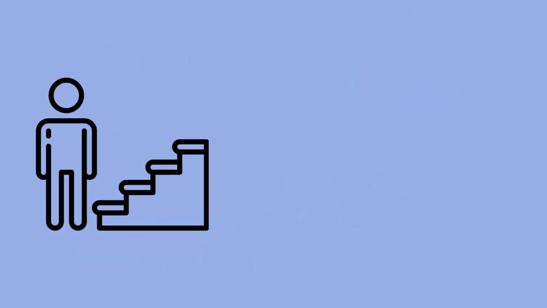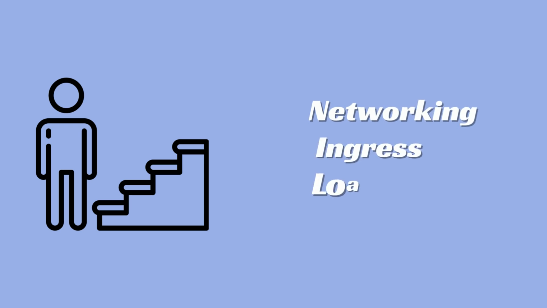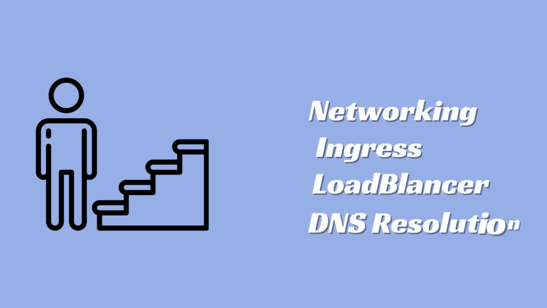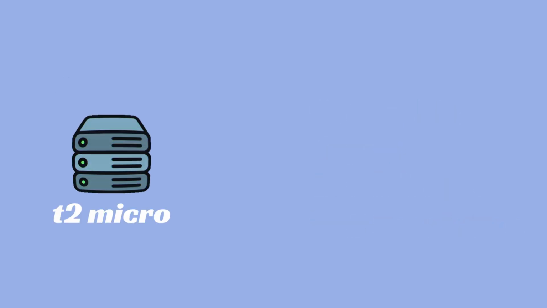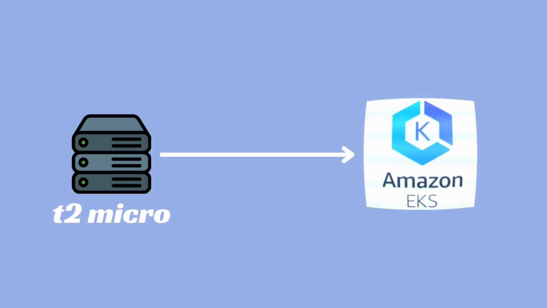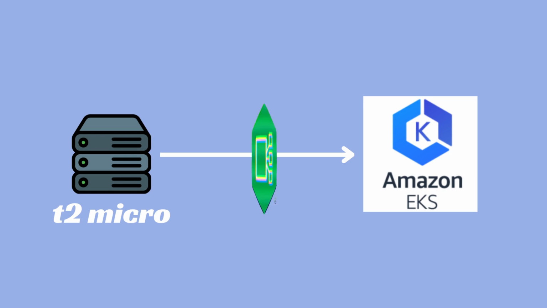Many beginners struggle when trying to deploy Kubernetes apps on cloud platforms like AWS. Issues like setting up networking, understanding ingress, load balancer, and DNS resolution and routing can be confusing. So in this video, we will use a cost-effective bastion host to control the cluster, set up a production-ready environment using AWS EKS, and expose the services via a load balancer using NGINX Ingress.